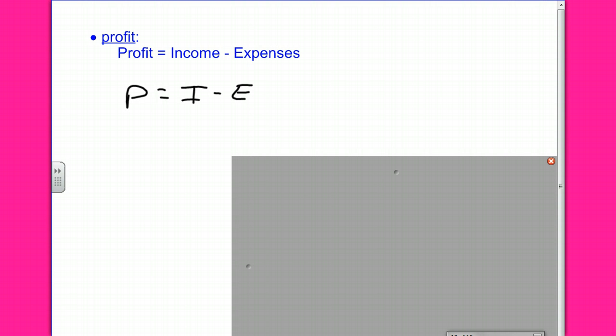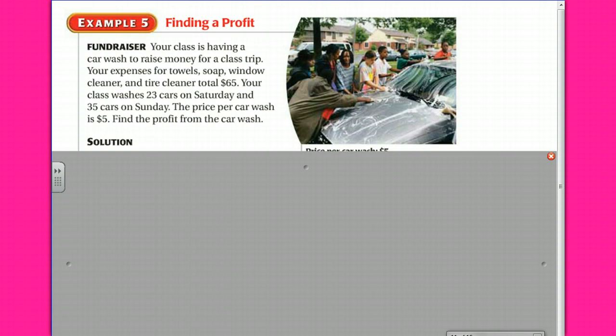So notice that if we were to abbreviate this, there's a cute little word here: profit equals income minus expenses, P = I - E. Good. No talking. Okay, you do not need to write this down, but we will do a follow-up question in a second, and you can write that one down and come up with it, okay?